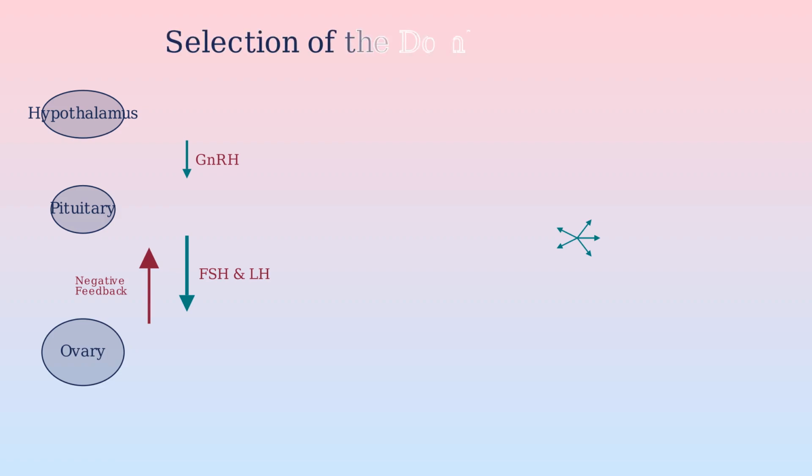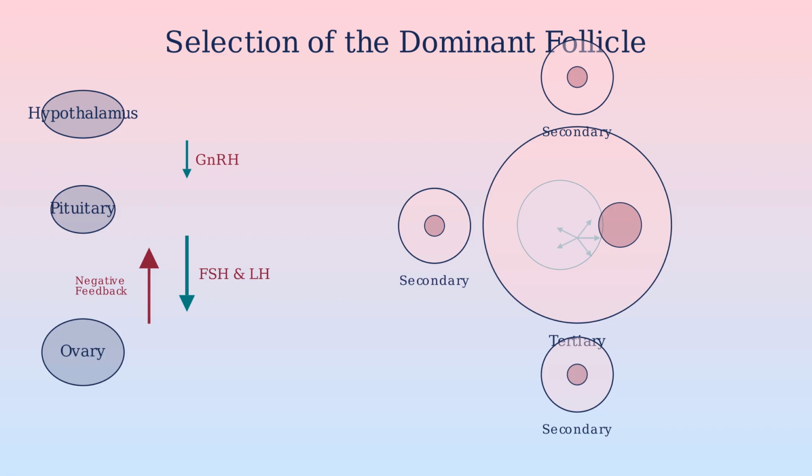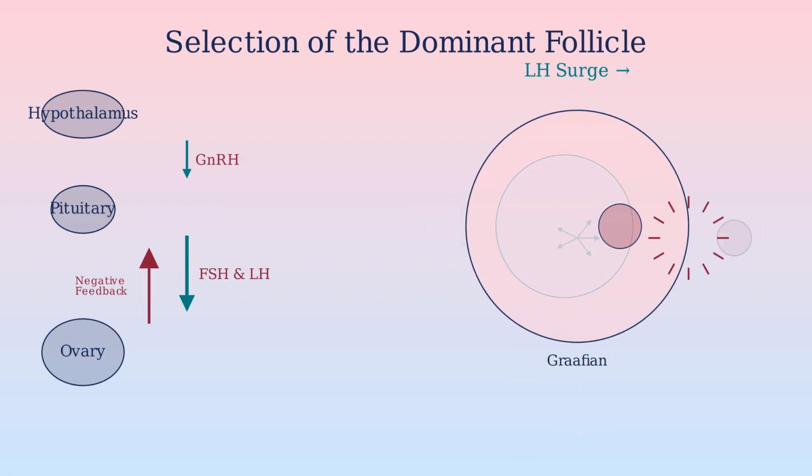The complex interplay of these hormones ensures that typically only one dominant follicle reaches maturity during each menstrual cycle in humans. As one follicle begins to produce more estrogen and inhibin, it suppresses FSH levels, which prevents other follicles from continuing to develop. This dominant follicle continues to grow and ultimately undergoes ovulation, while the other follicles undergo atresia, or degeneration.